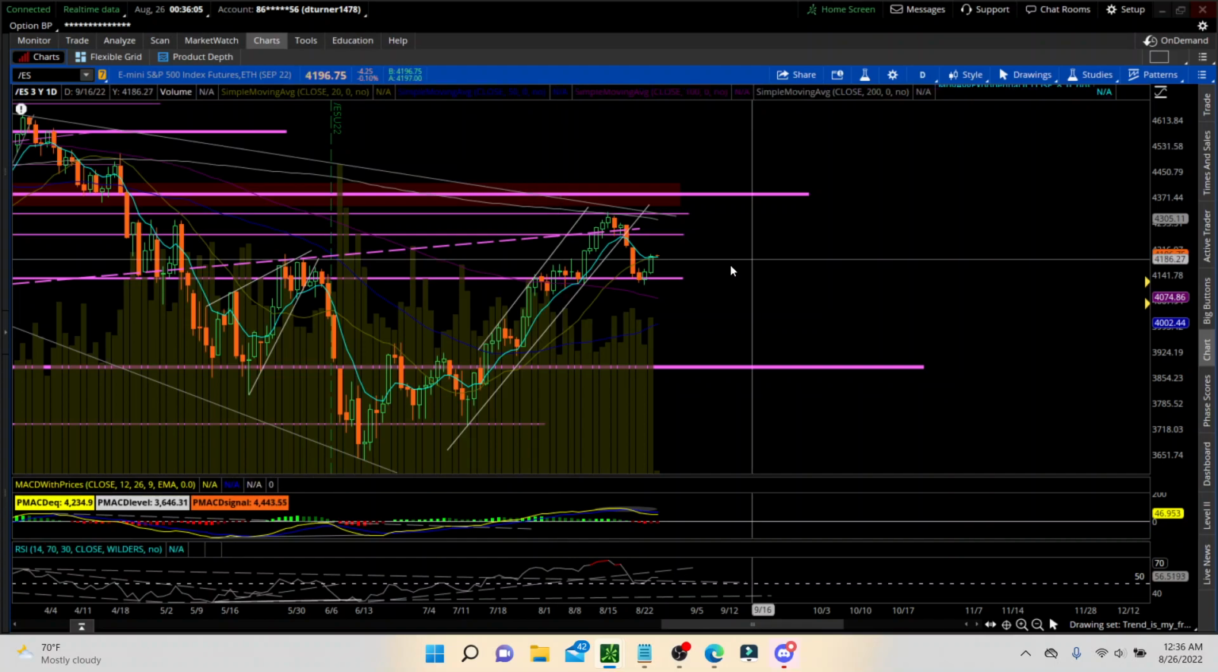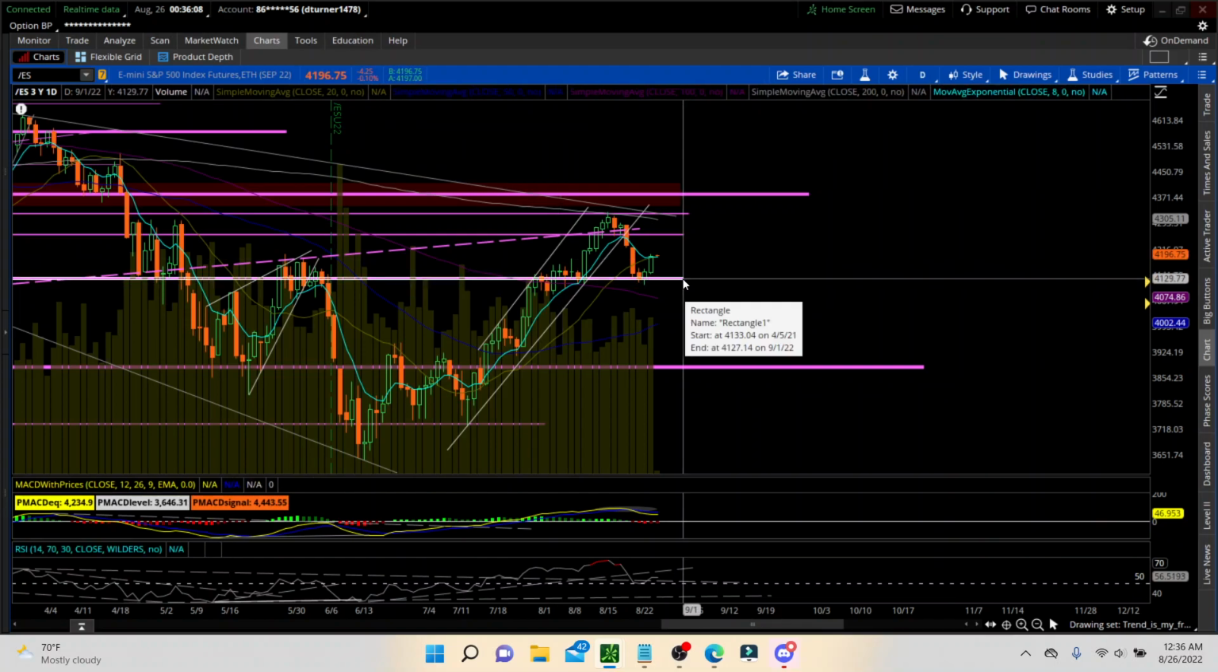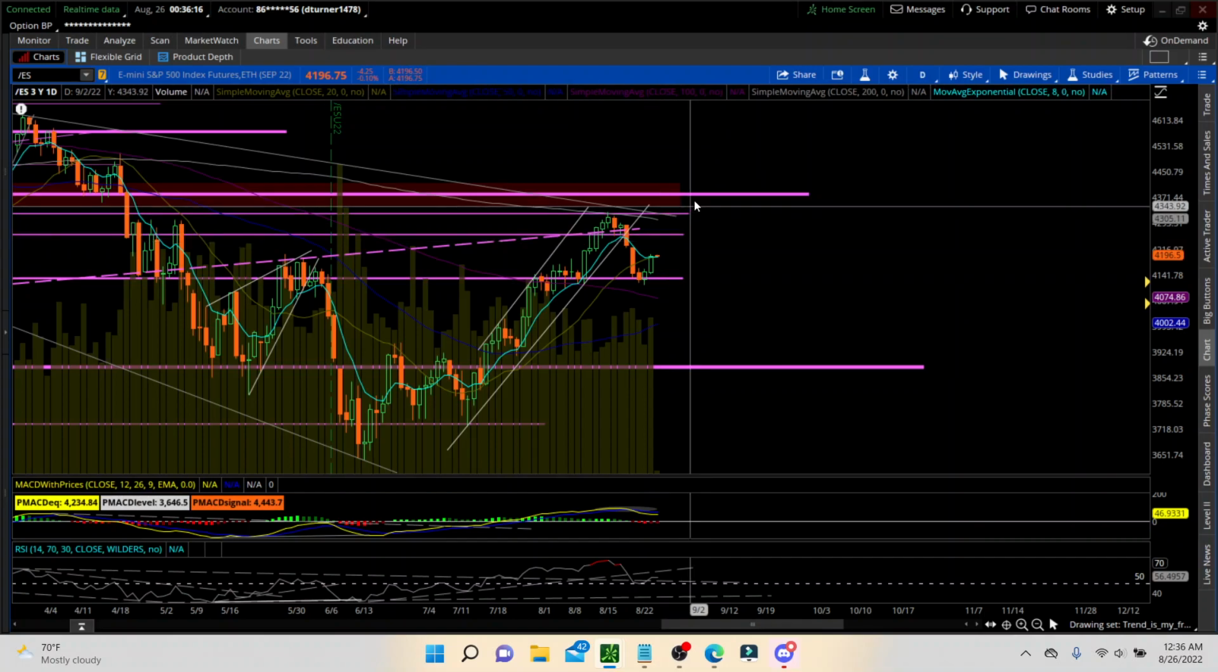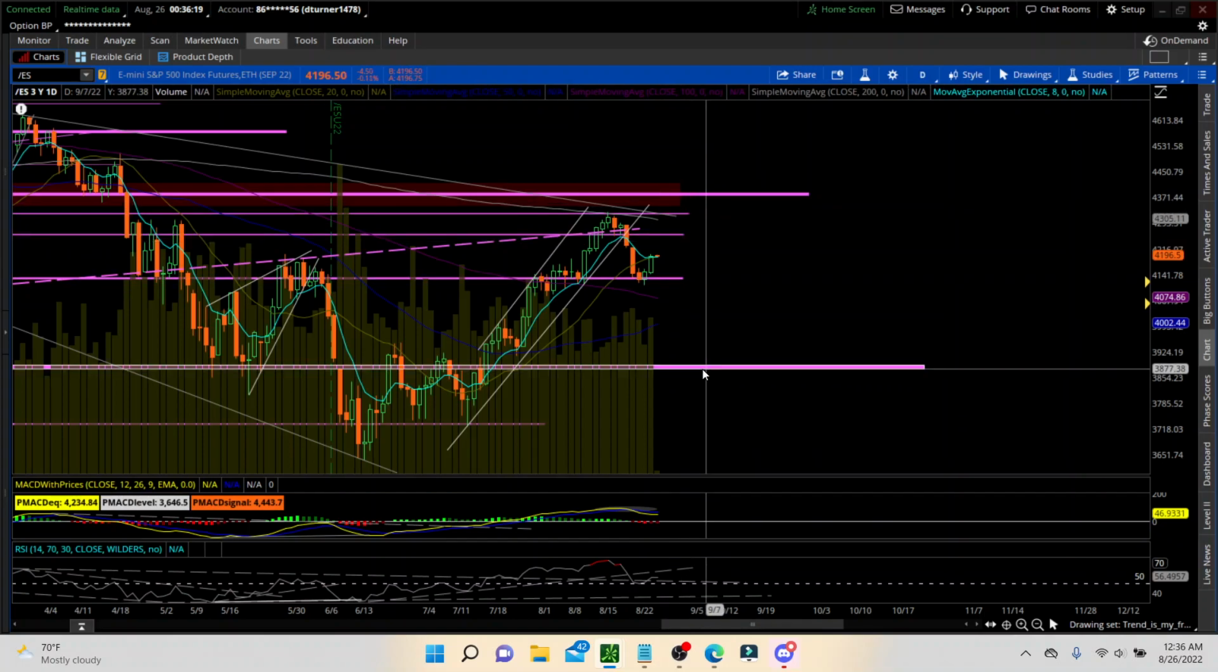So I do think we're going to move a little bit more than 70. I honestly think we're going to move about 100 points tomorrow. I don't know if that's going to be to the upside or the downside, but my guess is the downside. This is prediction mode. We're going to head towards this 3,900 area, not by tomorrow, but in this next move.